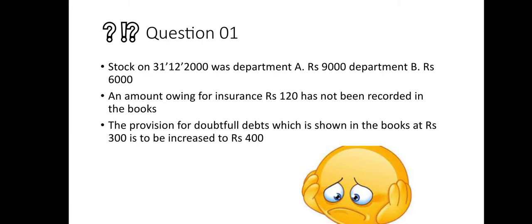But wait a minute, it is to be increased to rupees 400 from what is shown in the book. Doubtful debt already appears in the book for rupees 300. Now it's required to be increased to 400. So only 100 rupees will be mentioned on the debit side of the profit and loss account. Why? Because 100 rupees more are required. 300 has already appeared in the book, already mentioned on the debit side of the profit and loss account, already recorded. There is a need to record 100 more, so we will record 100 rupees for doubtful debt on the debit side of the profit and loss account.